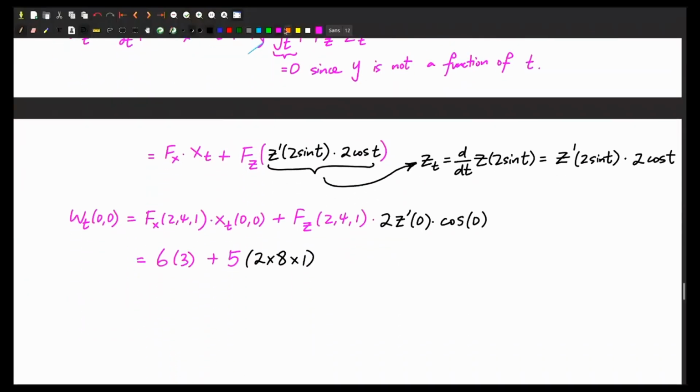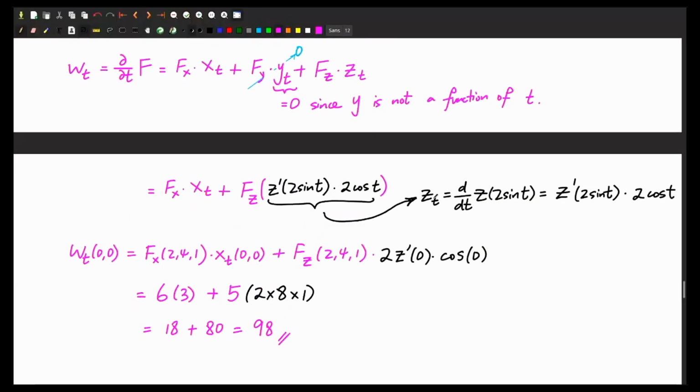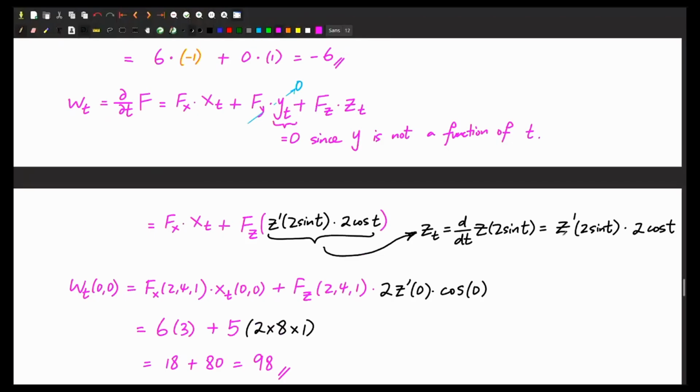So then you calculate that. So this looks like 18 plus 5 times 2, 10 times 8, 80. So the answer is 78, which is wrong, 98. Is that the given answer? Okay, so for the W sub T part, you have to be careful because you have a Z that is a function of 2 sine T. So the composite function and usage of the chain rule will need to be applied when you differentiate Z with respect to T.